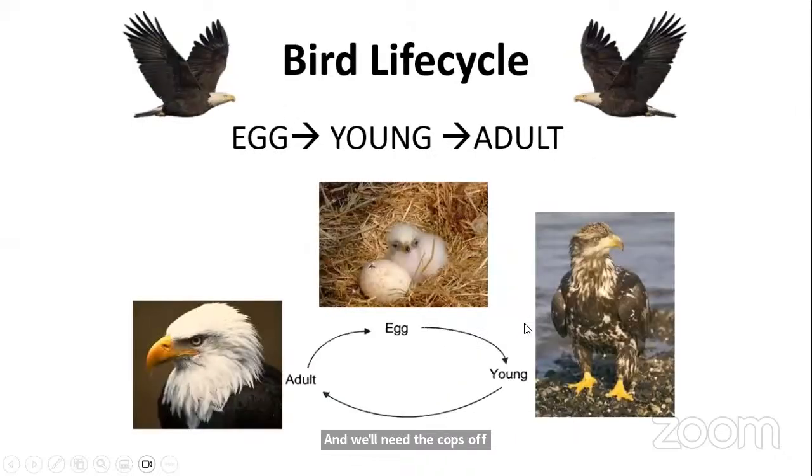For the bird life cycle, we have 3 stages: the egg, the young, and the adult. So you can see the egg here, and a baby hatches from the egg. Then it grows and becomes a young bird.